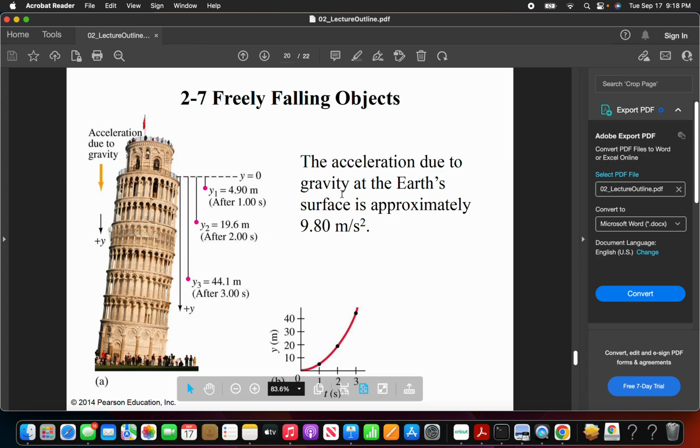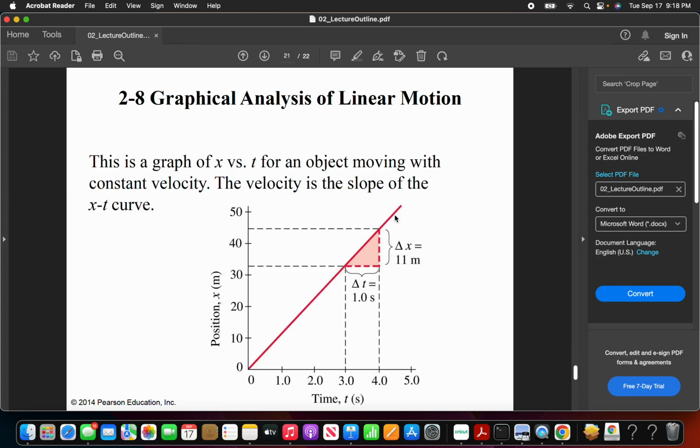And I also should point out that this number is the number that we will be using for the acceleration due to gravity. So you're going to be using this number quite a bit: 9.80 meters per second squared. Okay, so commit that to memory. All right, and graphical analysis.